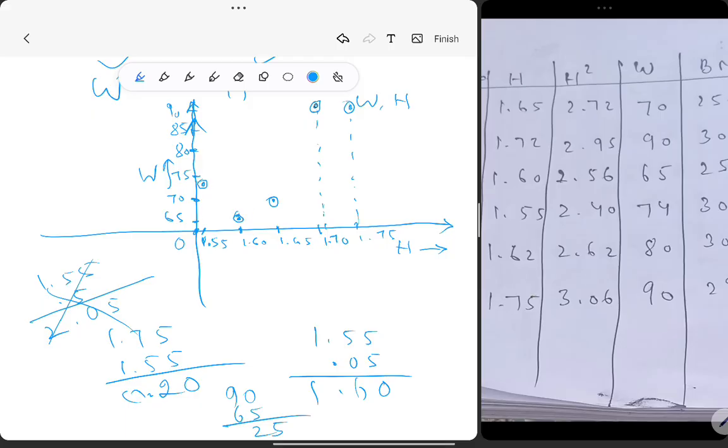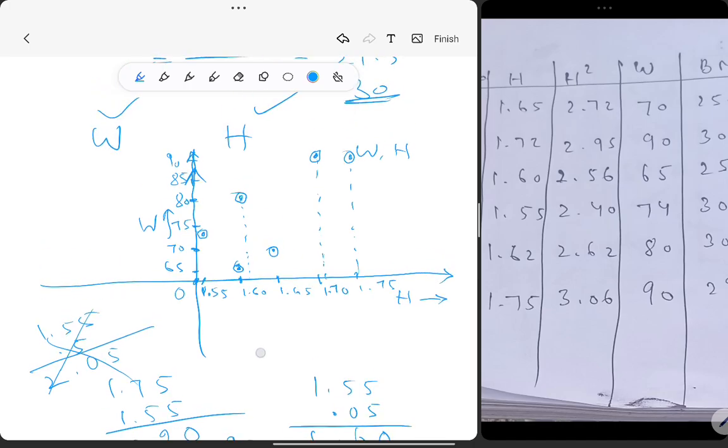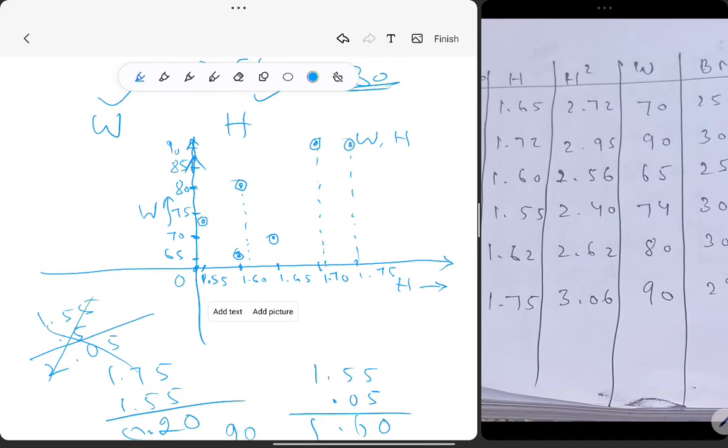Then how many points did we get? 1, 2, 3, 4, 5. We have 1 point left. Which is that point? 1.62. This is the point. 1.62, 80. 1.62 somewhere here, and 80. This is 80. Okay. So what we have? We have a graph here. On the graph, we have plotted height along this axis and weight along this axis, and these data points correspond to 6 points on the graph.